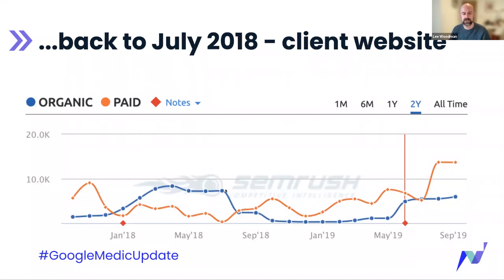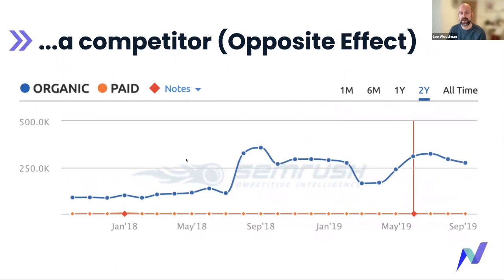So this website got nailed by the Medic update. This is a Google algorithm update. Very high risk YMYL. Overnight it went from 25 grand a day to zero, pretty much, in terms of revenue, and took a very, very long time to recover because it didn't articulate its EAT, and it was a very high risk health brand. Versus this one, a direct competitor, with the opposite effect. These guys just took huge market share because they were doing it right, basically.